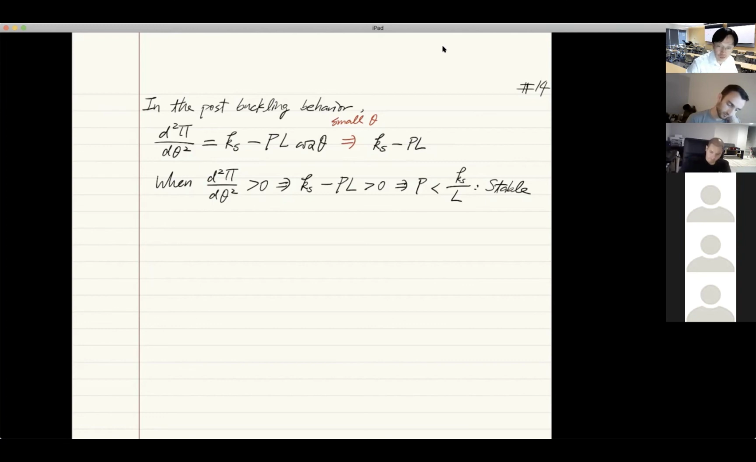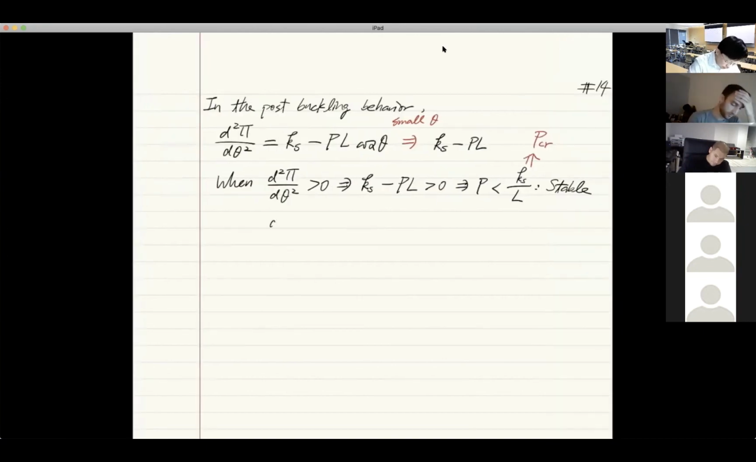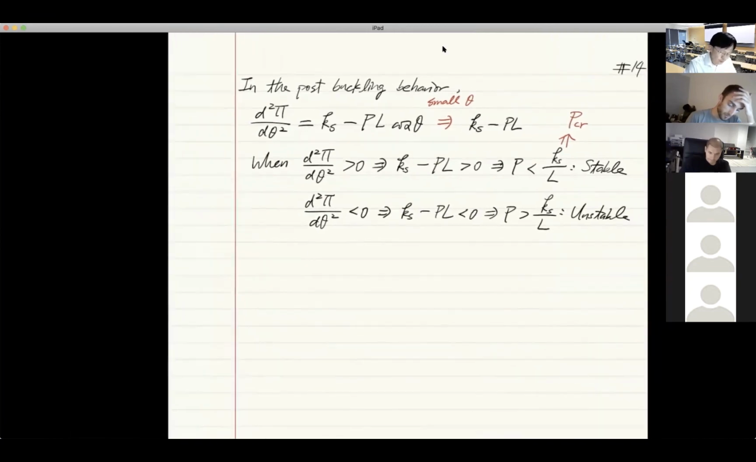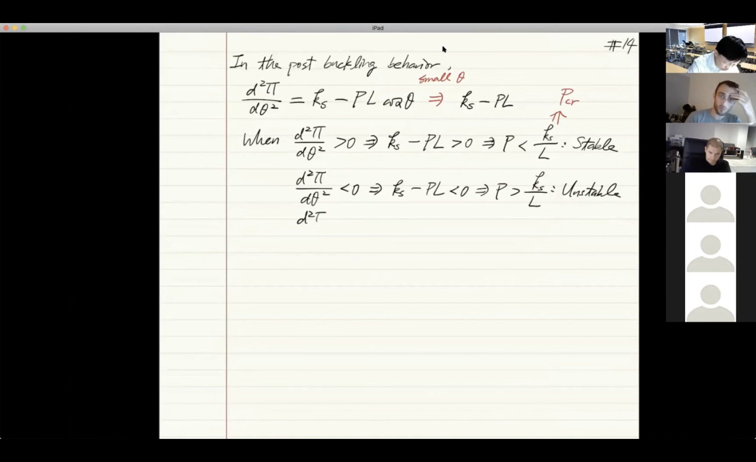And this is a super simple example. Here, all we are saying is just to make sure that when your applied force is less than the critical force, of course your structure will be stable, and vice versa. If this second order derivative is less than 0, that means Ks minus P times L must be less than 0. That means P must be greater than Ks over L. Of course, this means it's unstable. Right? That also makes sense. And when the second order derivative becomes 0, that means this is the neutral equilibrium. That means P equals PCR. All right. So this is the example.